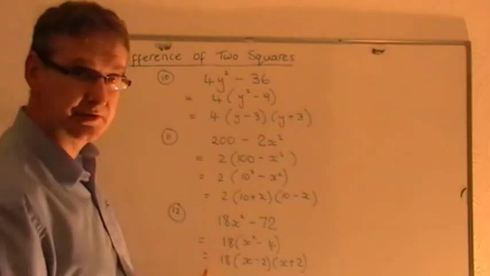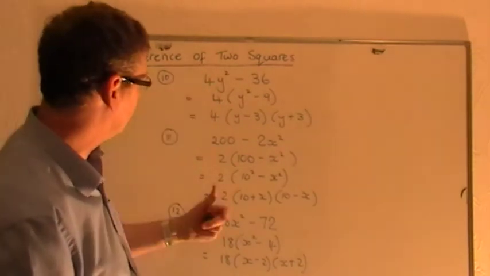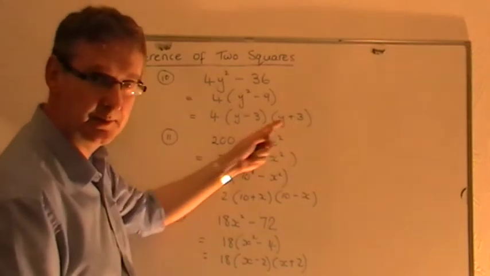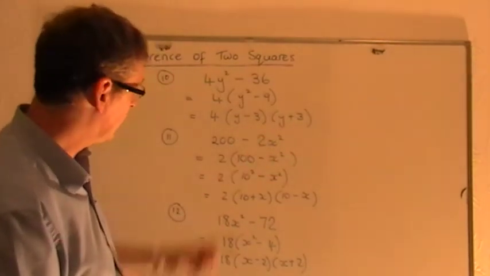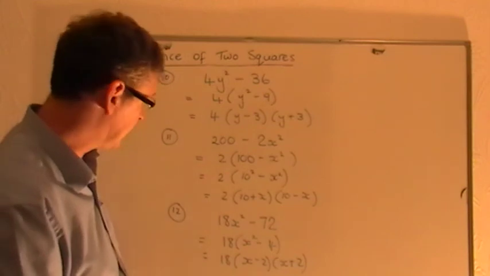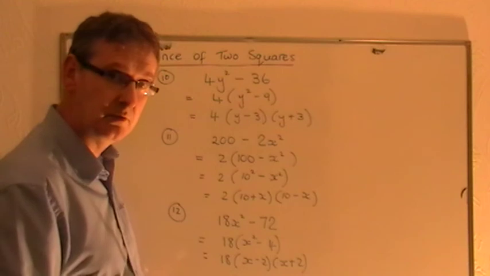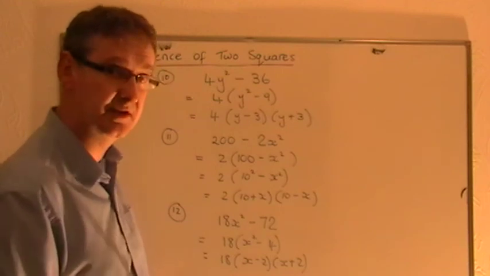So the harder ones involve a two-step process of common factor first, followed by difference of two squares, the double bracket. And these types here, the two-step process, are very common questions. Okay, that's the end of this video. In the next video, we're going to look at factorisation using the simple table method.